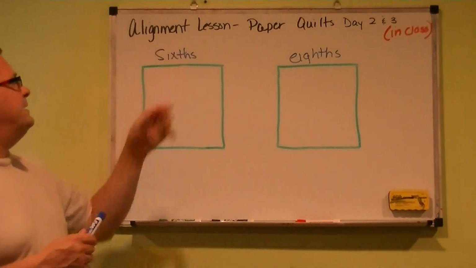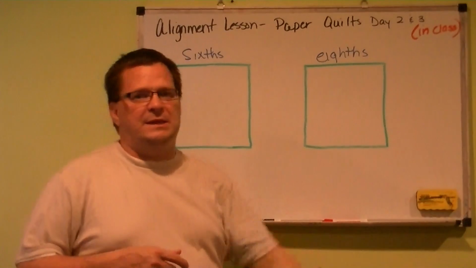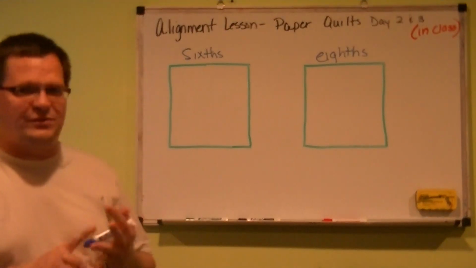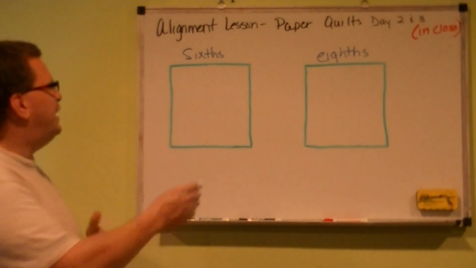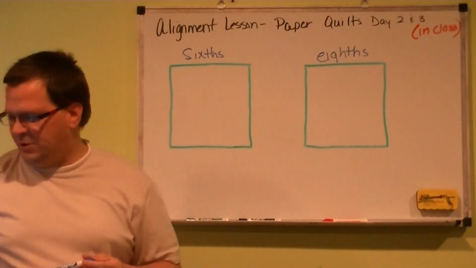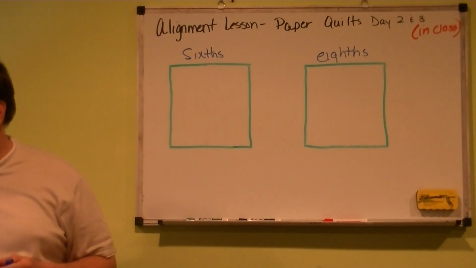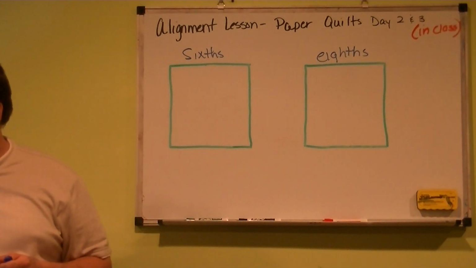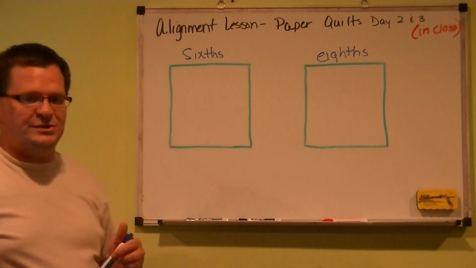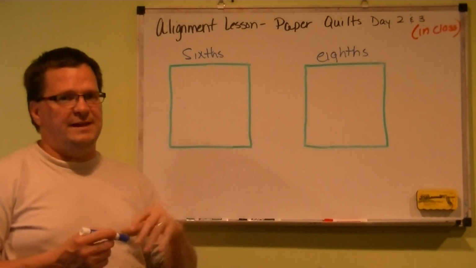Alright, today we're going to talk about our alignment lesson, paper quilts in day 2. And day 3 we'll be doing in class because we're going to be going over the 4ths, the 6ths, and the 8ths. Tonight though we're going to concentrate on the 6ths and the 8ths. And in your paperwork you should have day 29 paper quilt that you should take home tonight. And I'll have the 6ths and the 8ths in there.